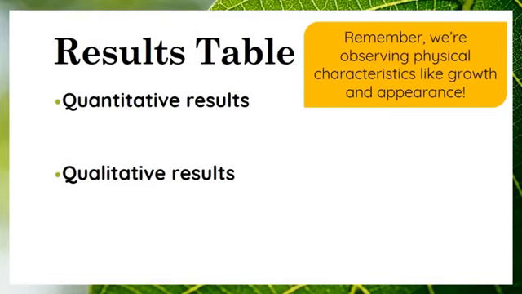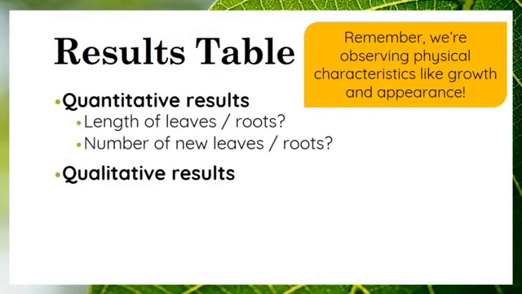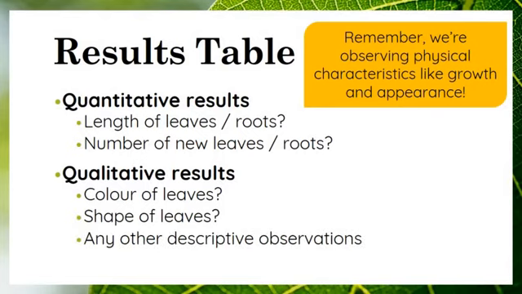Starting with quantitative, let's think about the easiest thing to measure with a ruler, and that would be the length of the leaves or roots. Or you could count the number of new leaves or roots. In terms of qualitative data, you might look at the colour of the leaves, the shape of the leaves, or just any other observations that you notice about the solutions or the plants themselves.